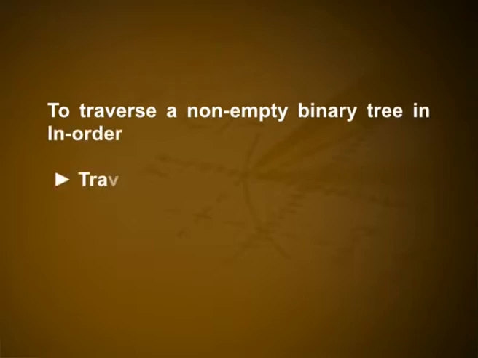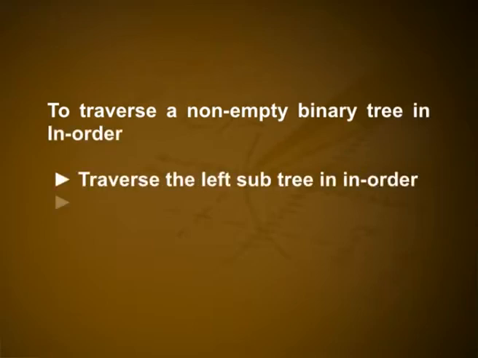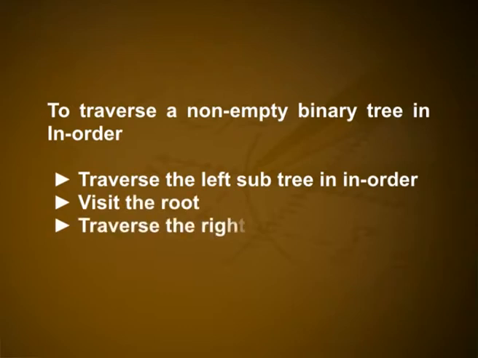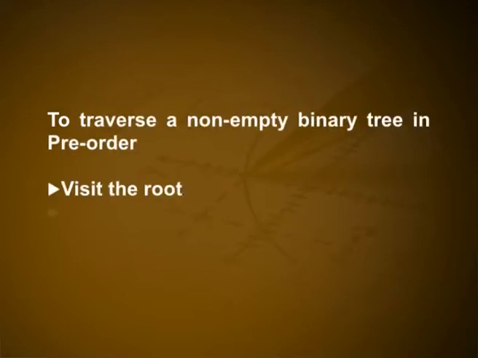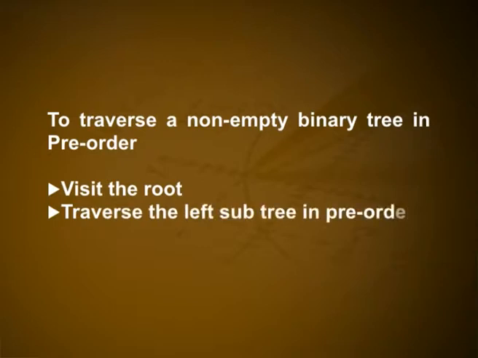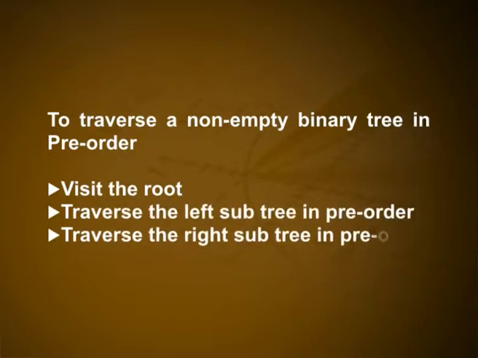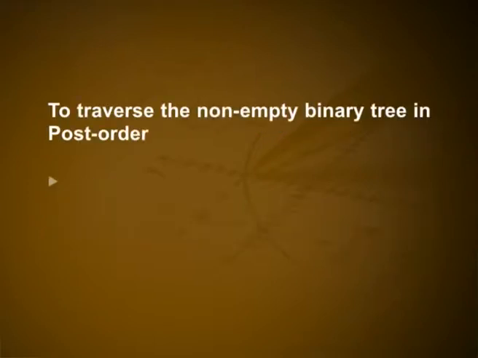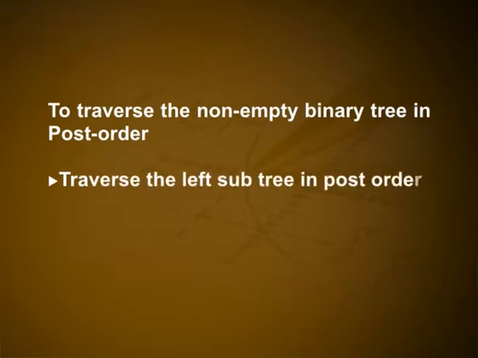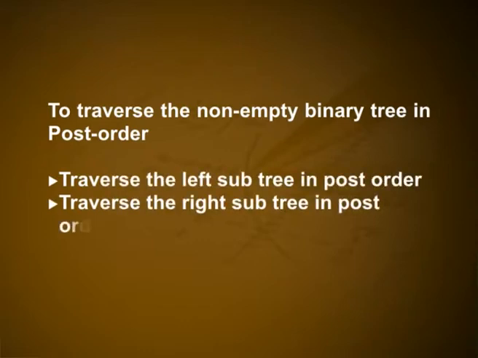To traverse a non-empty binary tree in order, first traverse the left subtree in order, visit the root, traverse the right subtree in order. To traverse a non-empty binary tree in pre-order, visit the root, traverse the left subtree in pre-order, traverse the right subtree in pre-order. To traverse the non-empty binary tree in post-order, traverse the left subtree in post-order, traverse the right subtree in post-order and visit the root. For example, consider the following binary tree.